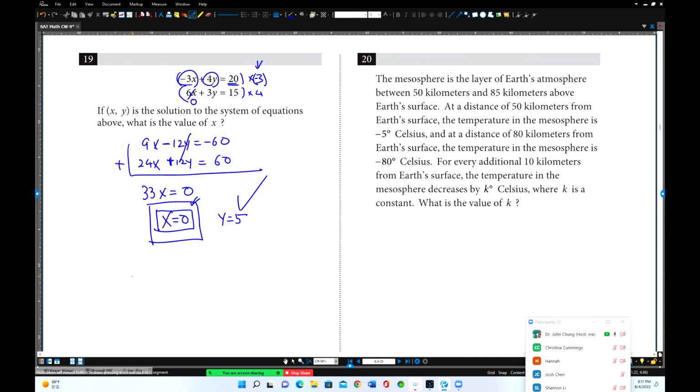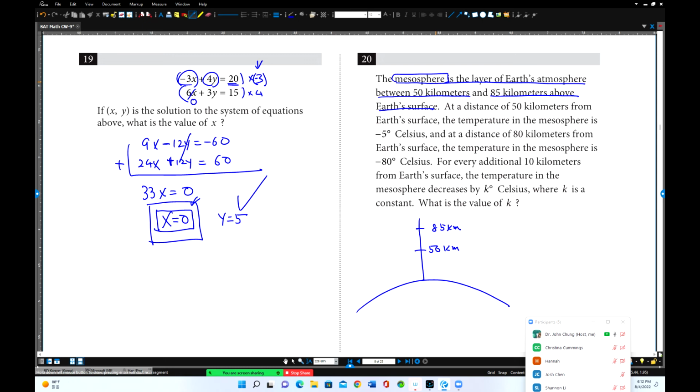Now move on to number 20. What is the mesosphere? The layer of Earth's atmosphere between 50 kilometers and 85 kilometers above the Earth's surface. This is the Earth's surface, 50 kilometers and 85 kilometers. This we call the mesosphere, okay? Mesosphere.